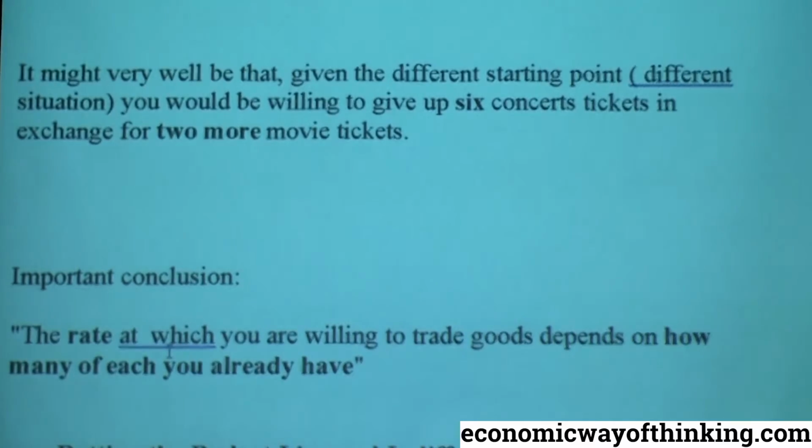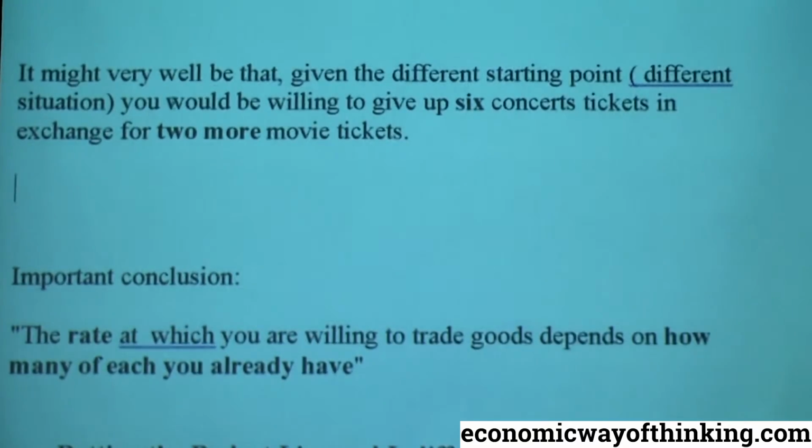That is the situation when you had fewer movies. Why would you give up more concert tickets for the same 2 movie tickets? Because probably you don't have many movie tickets. So in this situation, in your bundle, you have fewer movie tickets. And if you have fewer movie tickets, each movie ticket will give you a higher level of utility.